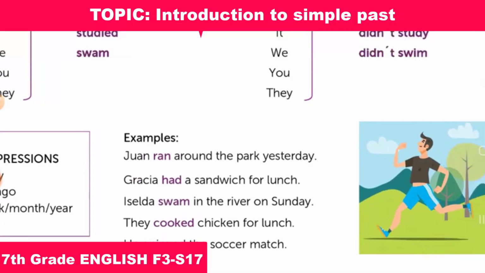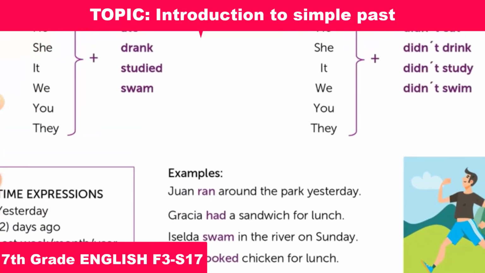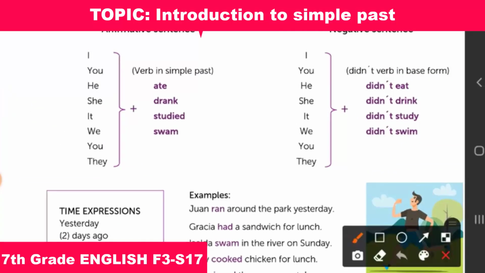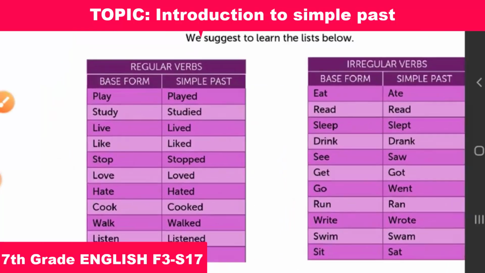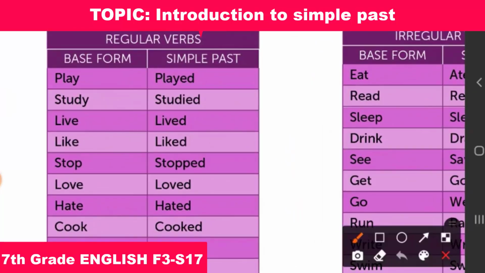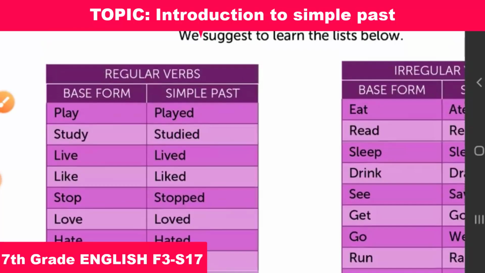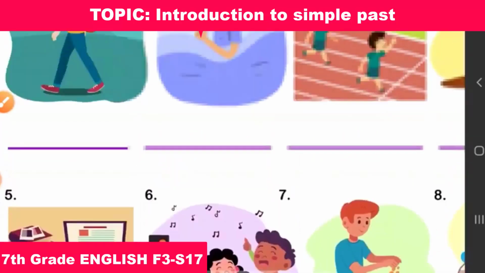Juan ran around the park yesterday. Miren, utilizamos un nombre. En vez de eso, utilizamos un nombre y un verbo de los de past. ¿De dónde sale el run? De aquí salió el run, miren. Juan ran. De aquí salió el past.